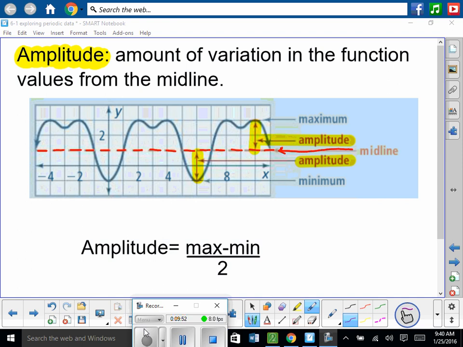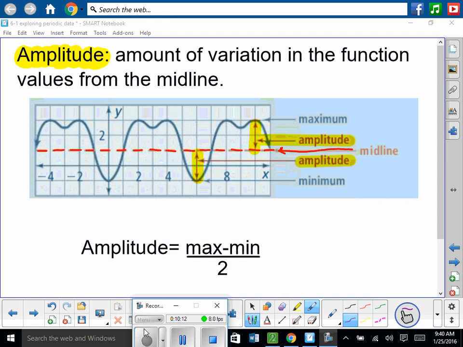You can do it using the formula, the maximum value minus the minimum value divided by 2. I always just count the distance and divide it by 2. Does that make sense, everybody? So, once again, amplitude is only from here to here. The midline to the bottom. The midline to the top. Does that make sense, everybody?